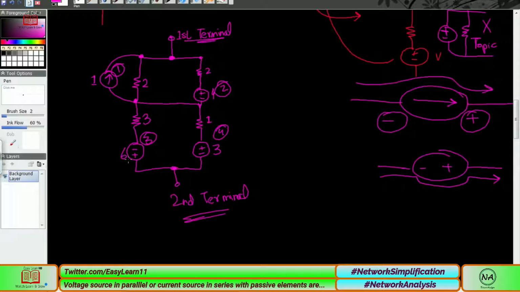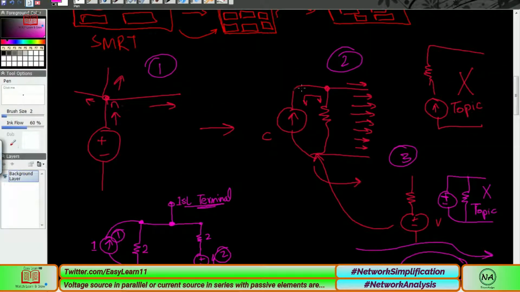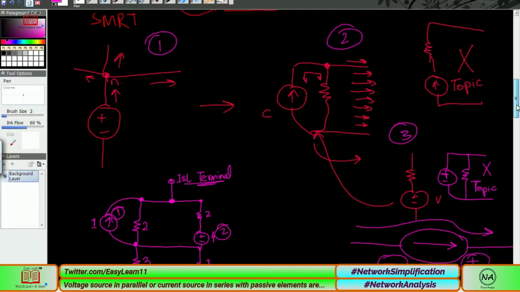1, 2 and 3, 4, total 4 sources are connected. The first source is our current source, while the second, third and fourth are our voltage sources. We can change the first current source into a voltage source, as we already discussed. We discussed in the previous episode what is the best way, and we will try to discuss it again in today's lecture, because this is our task.